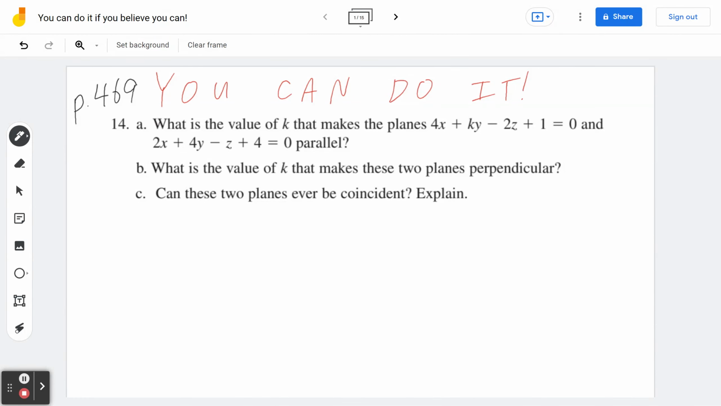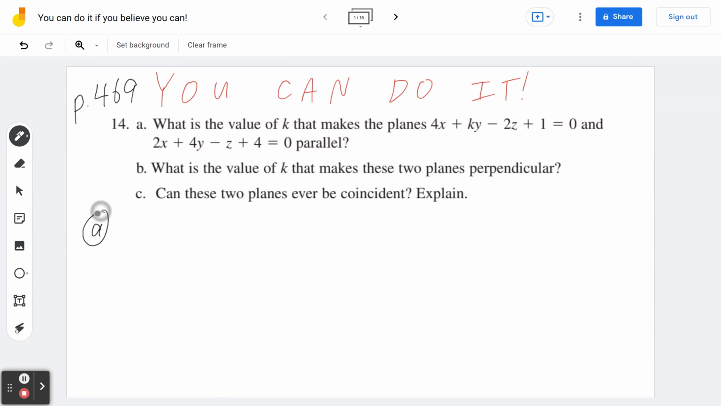Hi, everyone. Let's take a look at number 14 on page 469 for Grade 12 Calculus and Vectors, MCV for you. Part A: what is the value of k that makes the planes 4x + ky - 2z + 1 = 0 and 2x + 4y - z + 4 = 0 parallel?